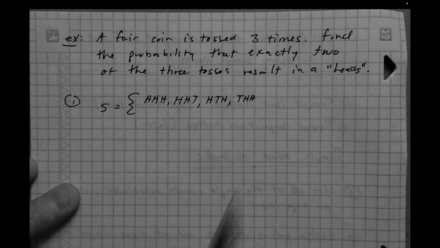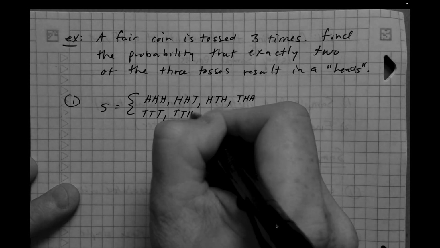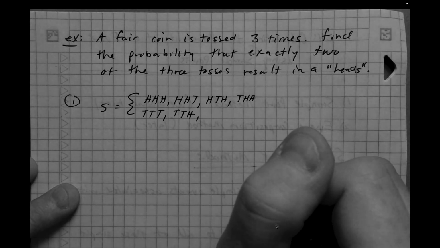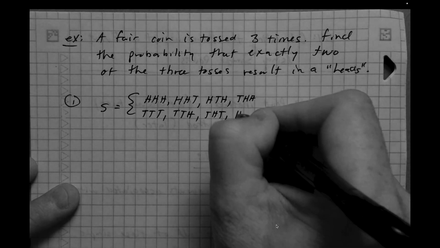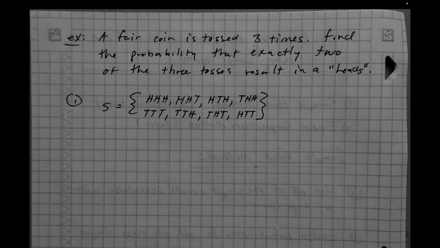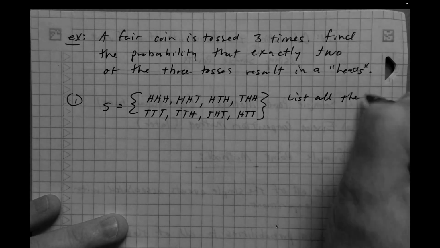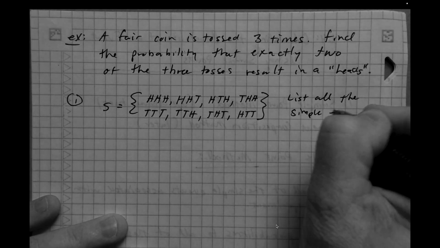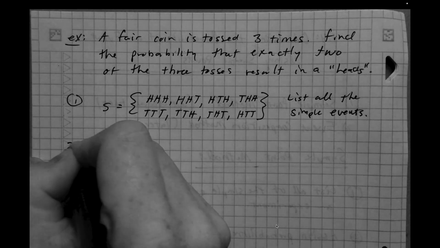Okay. And then we can do TTT, TTH, THT, and then HTT. Okay, and so that's everything. So step 1 was to list all the simple events. I should write these down just because I'm trying to connect this method. List all the simple events. Okay. Step 2. What was step 2?